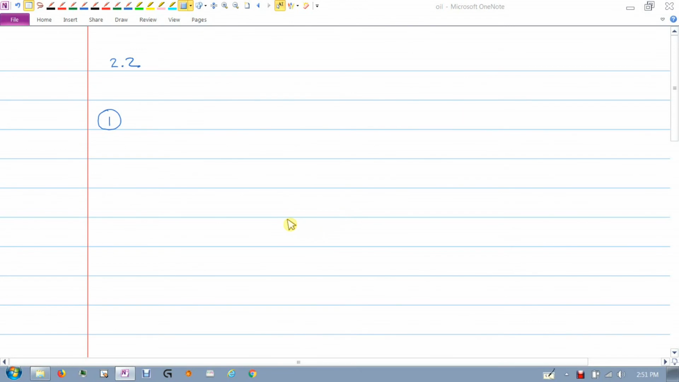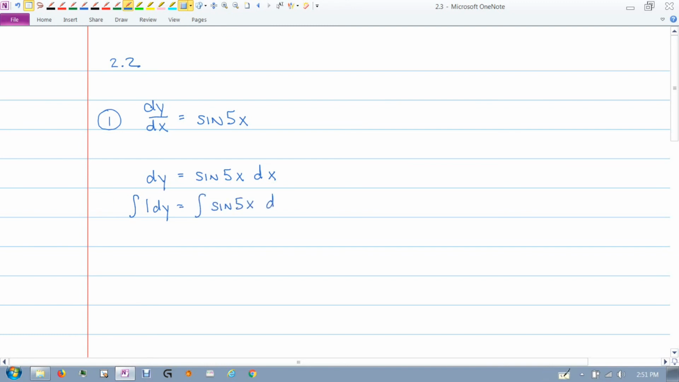Okay, going to be working on 2.2, separable variables. So number one, we have dy/dx equals sine 5x. So what we'll do now is we'll just multiply both sides by dx, and then we're going to do integration on both sides. So we're integrating 1 dy, and we're integrating sine 5x dx.